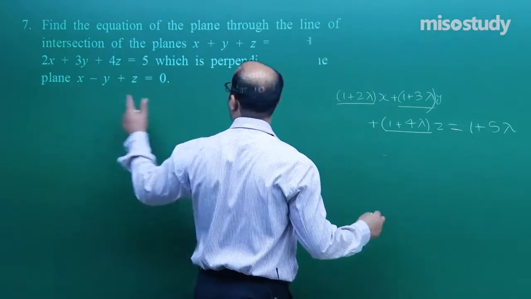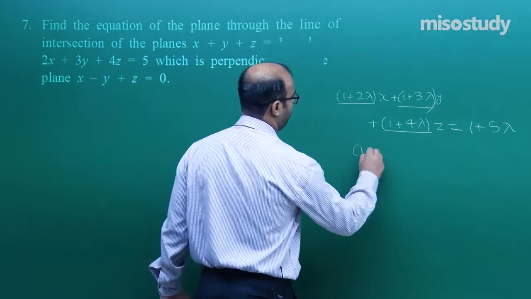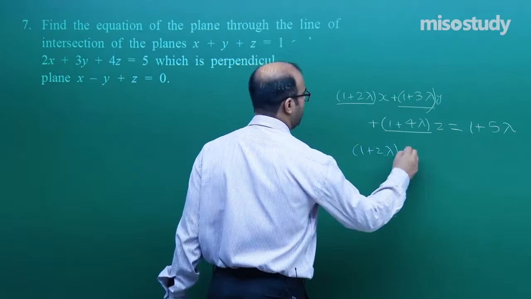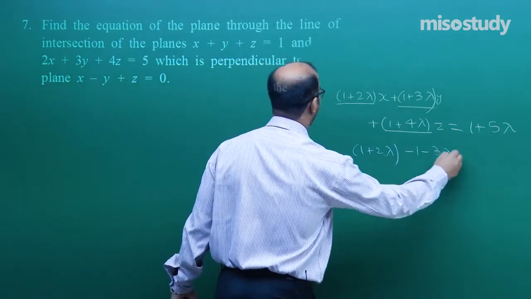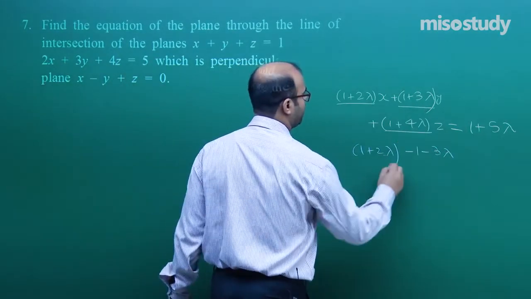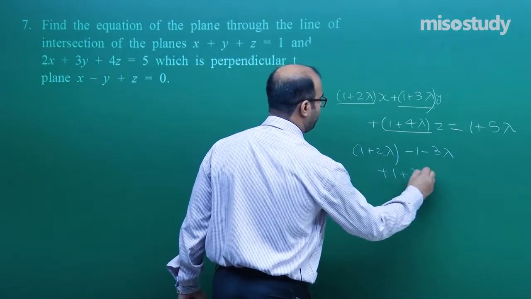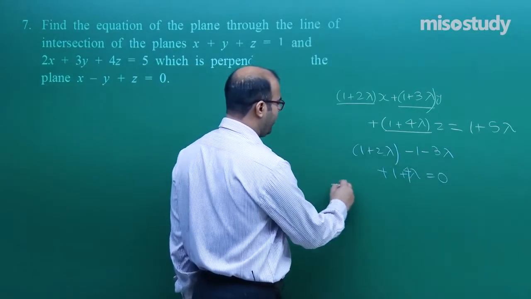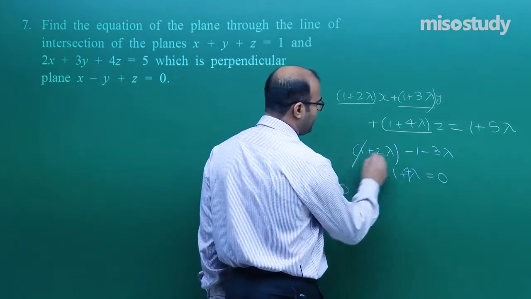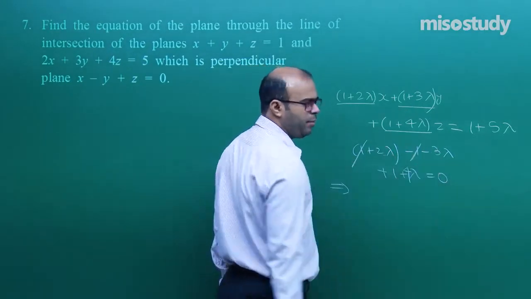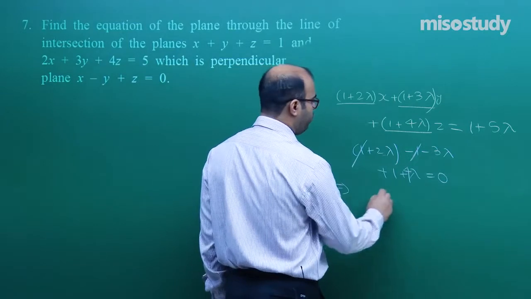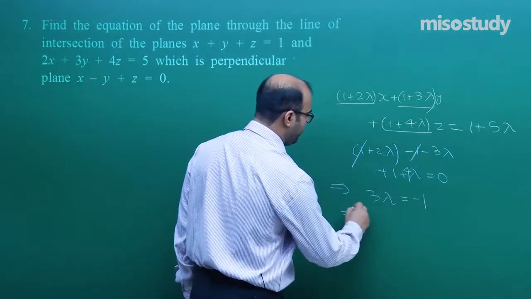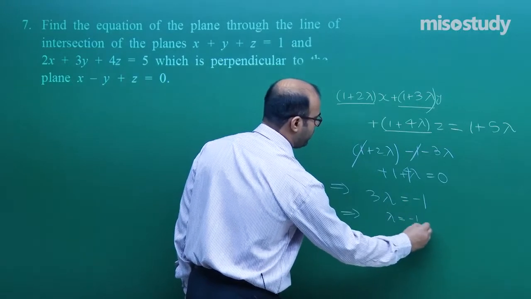So 1 plus 2 lambda into 1 is actually 1 plus 2 lambda. 1 plus 3 lambda into minus 1 is minus 1 minus 3 lambda, and 1 into 1 plus 4 lambda is 1 plus 4 lambda. That is coming out to be 0, dot product. So we can say 1 will cancel here, 2 lambda minus 3 lambda is minus lambda, plus 4 lambda is 3 lambda, is equal to minus 1 on our right side, lambda is equal to minus 1 by 3.